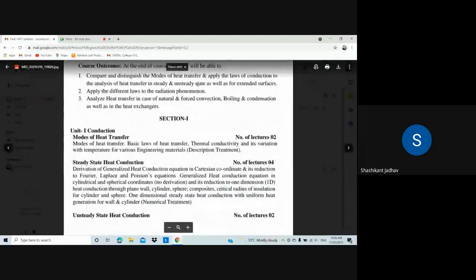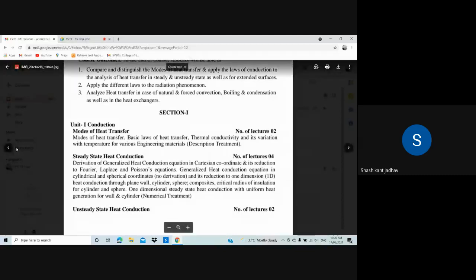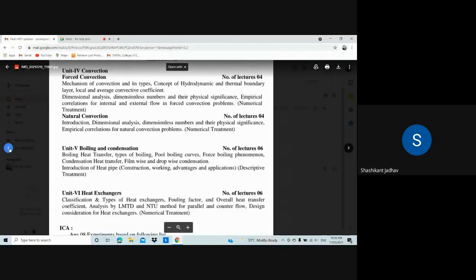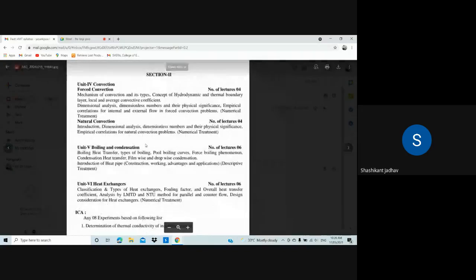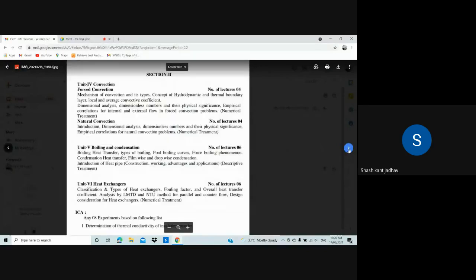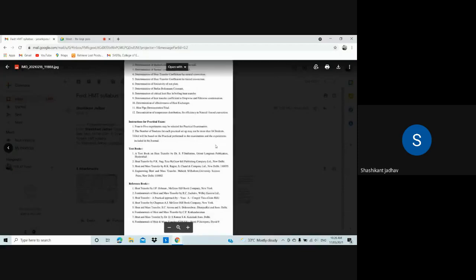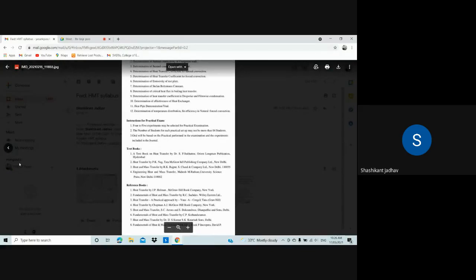Okay. So we have already completed section 1. Unit number 1 is conduction. In that we have completed modes of heat transfer, steady state heat conduction, and unsteady state heat conduction. Then we have completed unit number 2, which is extended surfaces. After that, you have completed unit number 3, that is radiation. This is about section 1.